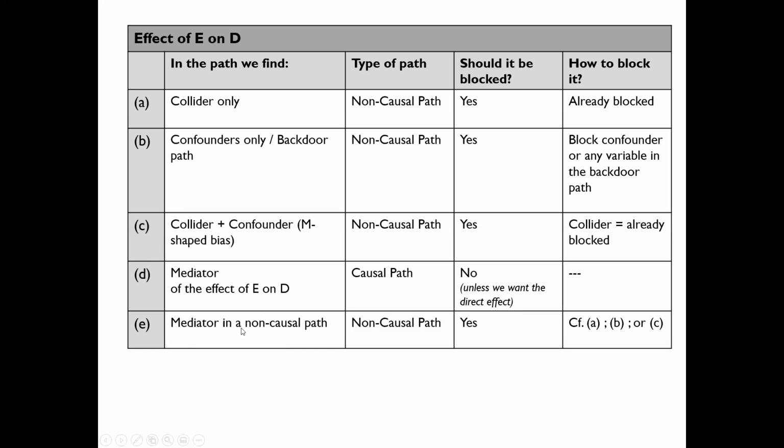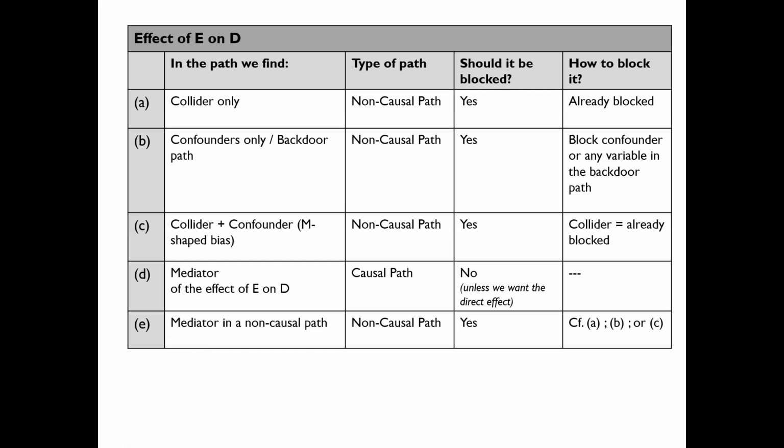But if we have mediators on other variables that are not directly E and D, but are on non-causal paths, I don't care. I anyway need to block this path because it's a non-causal path. Is it clear at the concept? Yes.